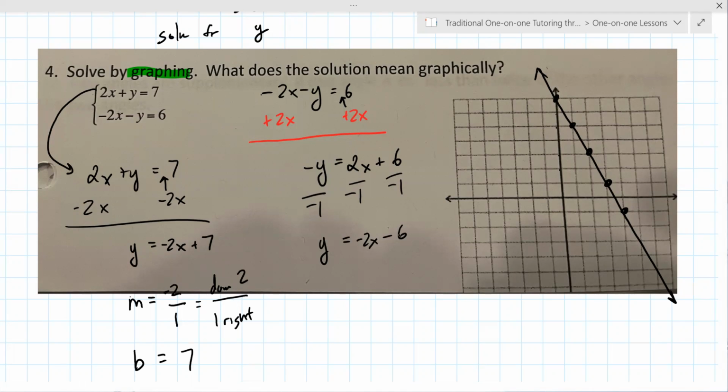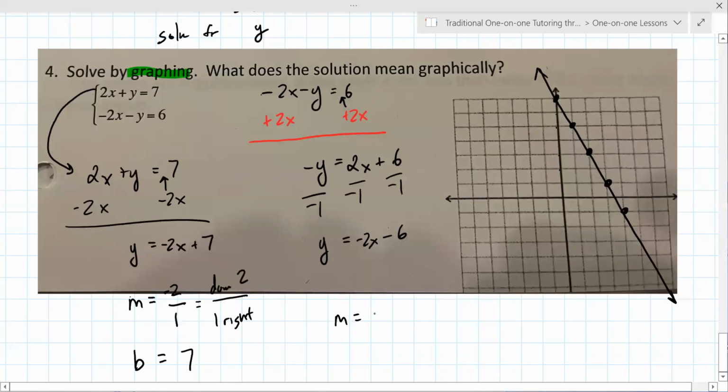And then our slope would be -2 over 1. Good. And what's then your b value? It would be -6. -6, yeah. So this one's a little harder to graph. I don't know why they chose that, but there's -6. I think 1, 2, 3, 4, 5. Nope, it's down one more.